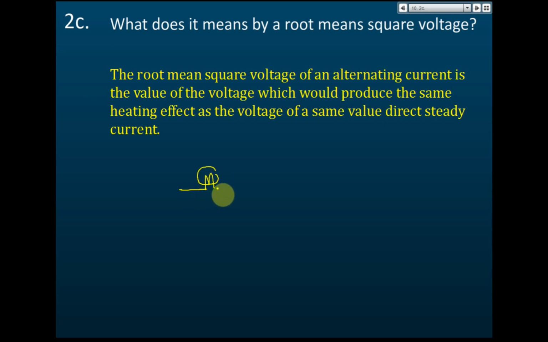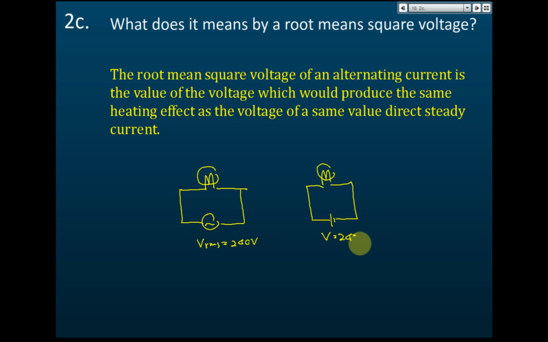Okay, you have two bulbs. The first one you connect to alternating current, and the second one you connect to direct current. For the alternating current, the root mean square voltage is 240 volts. For the direct current, you don't have a root mean square voltage, just a voltage. The voltage is 240 volts.